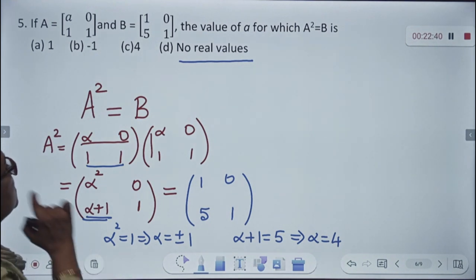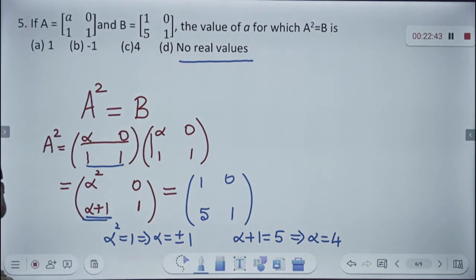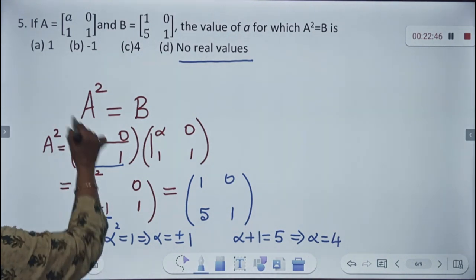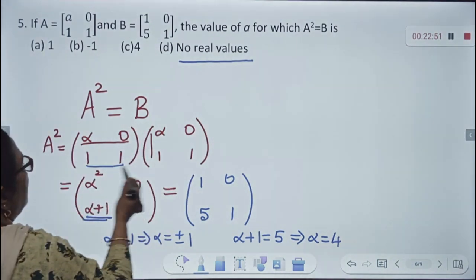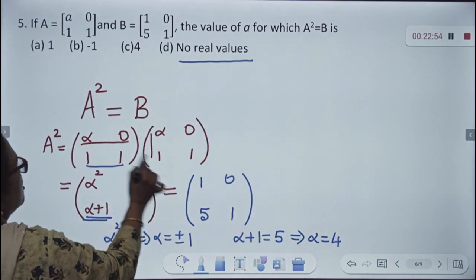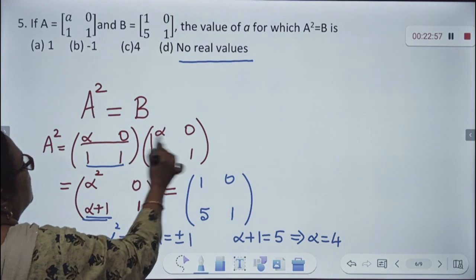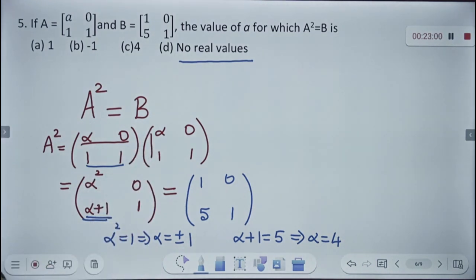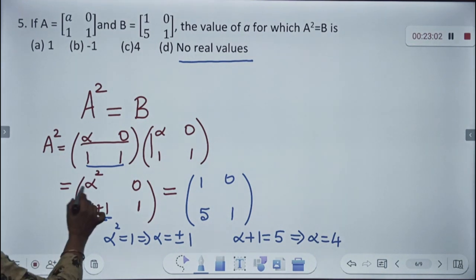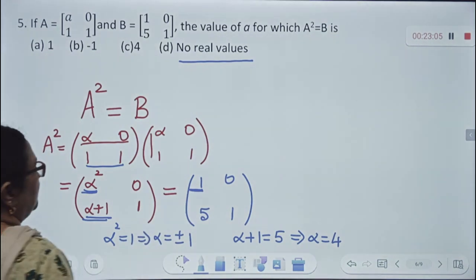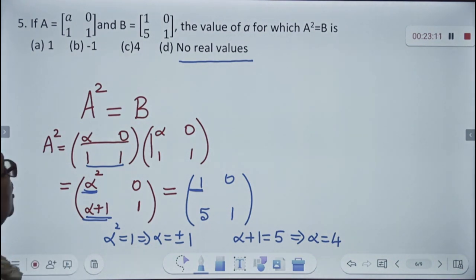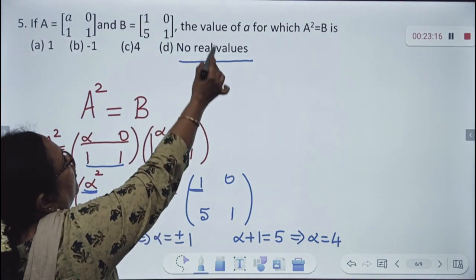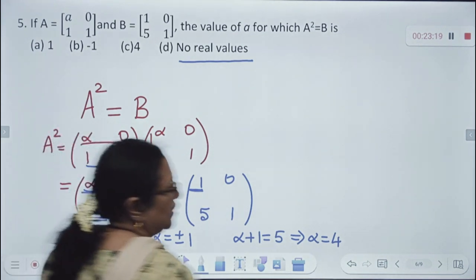Then given two matrices, we had to find a value of alpha for which A square equal to B. Okay, A is alpha 0, 1, 1. So A square will be multiplying with itself. You get alpha square. First row, first column is alpha square. First row, second column is 0. Second row, first column is alpha plus 1. But we get a contradiction. Alpha square equal to 1 means alpha is plus or minus 1. Alpha plus 1 equal to 5 means alpha equal to 4. So both things cannot be simultaneously possible. So the answer is no real value for alpha for which A square equal to B.